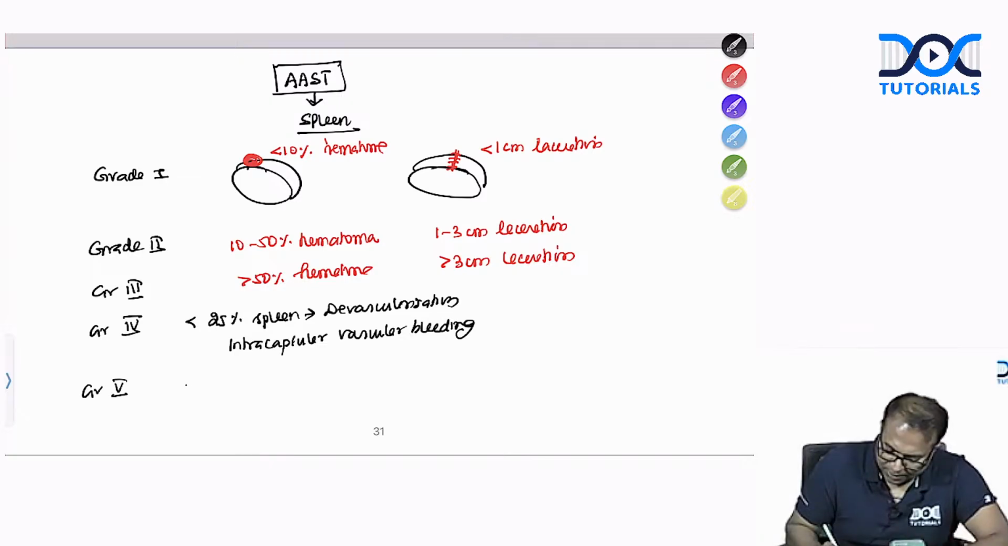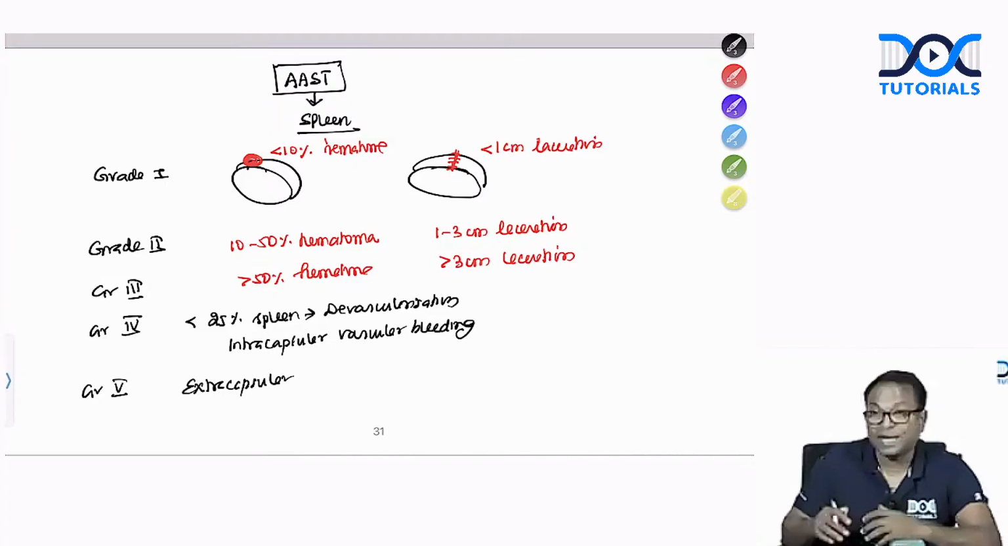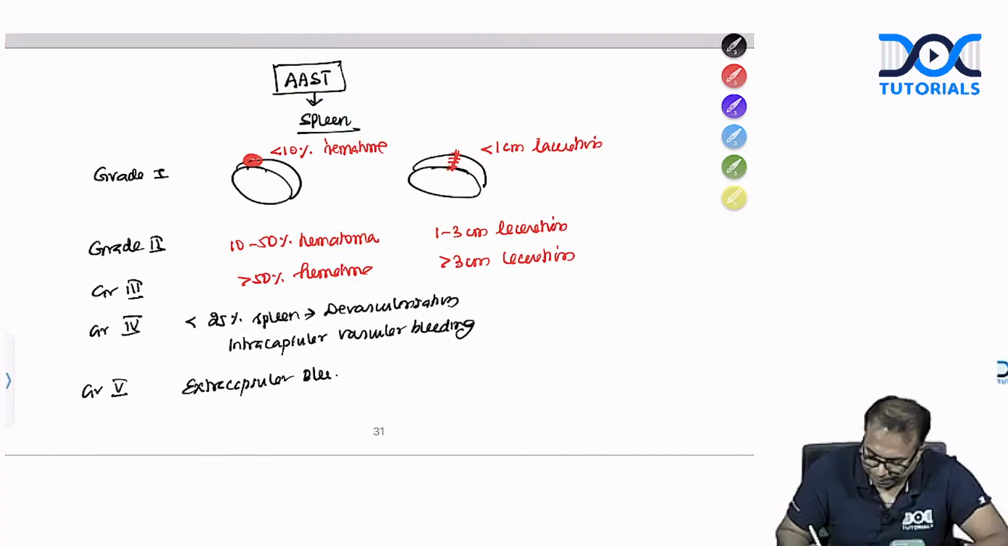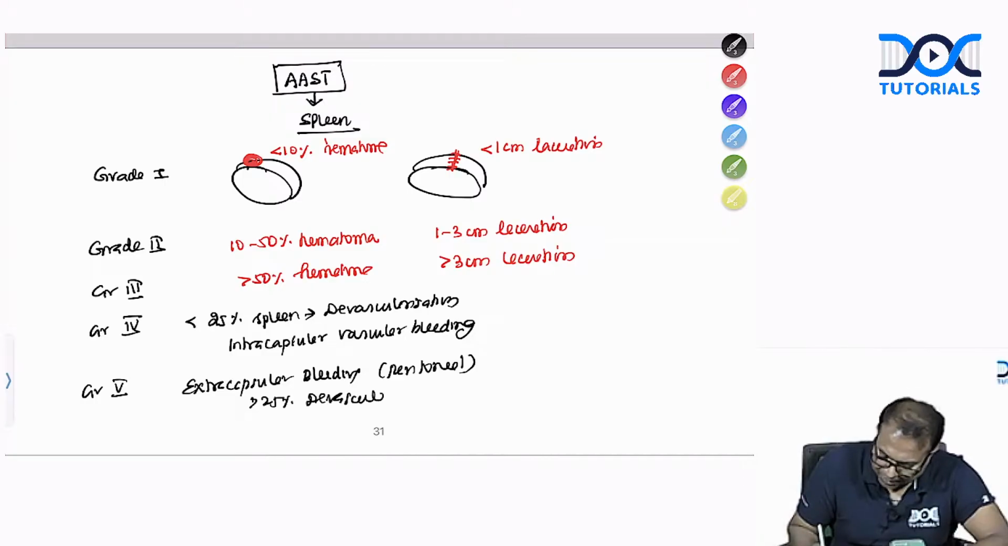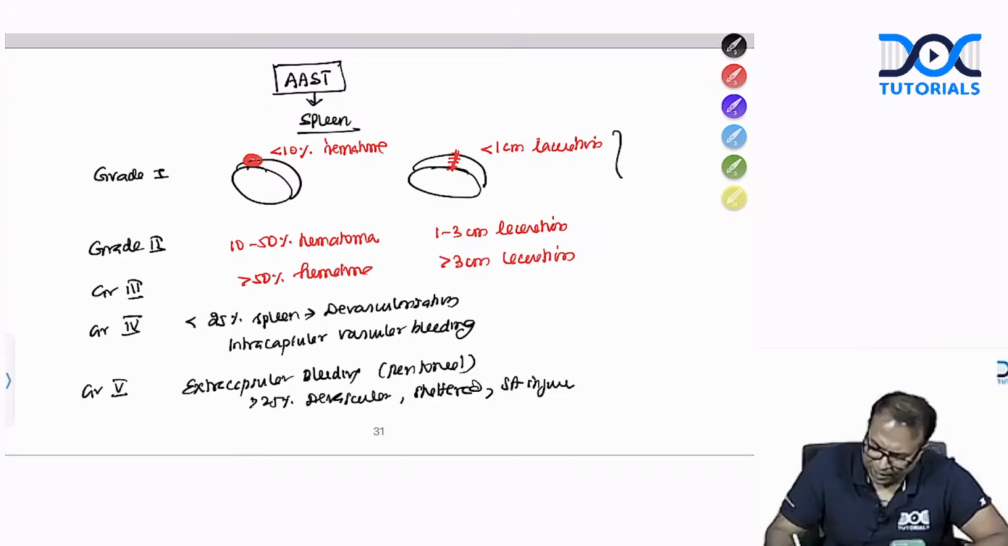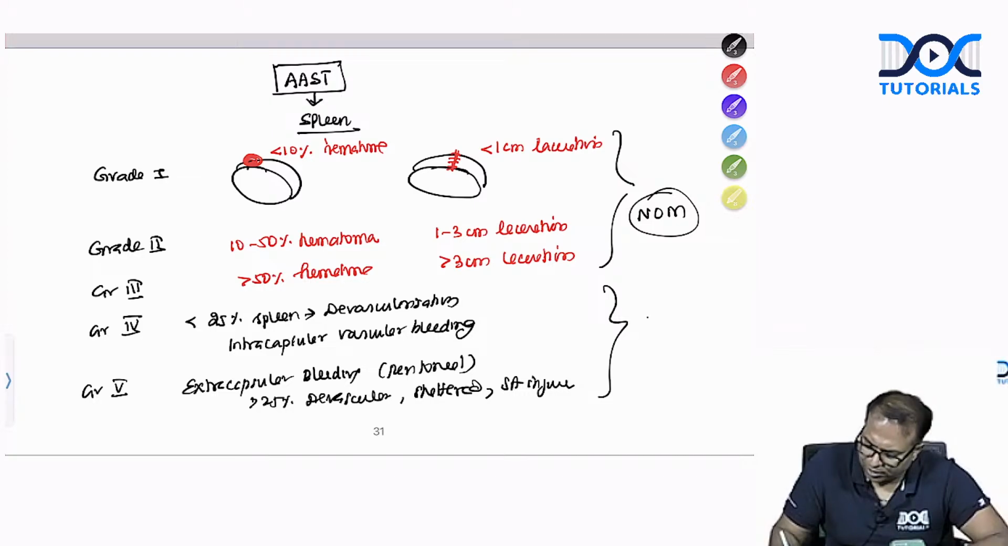Grade 5 is extracapsular bleeding. That is a splenic injury which is bleeding into the peritoneal cavity, with more than 25% devascularized spleen, or a shattered spleen, or a main splenic artery injury. So please remember, grades 1, 2, 3 are managed by non-operative method, and 4 and 5 are done by splenectomy.